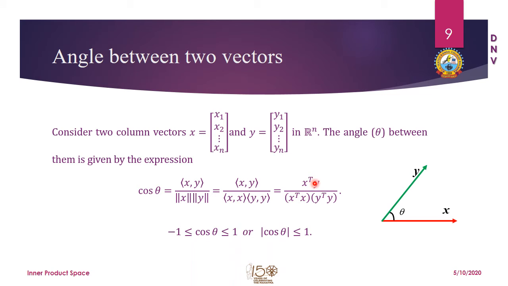As you know, the value of cos theta lies between -1 and +1. So the absolute value of cos theta will always be less than or equal to 1. This can also be used to state that the scalar product or the inner product of these two vectors is always less than or equal to the product of their norms. We will take this up in the next lecture, where we will prove the Cauchy-Schwarz inequality.